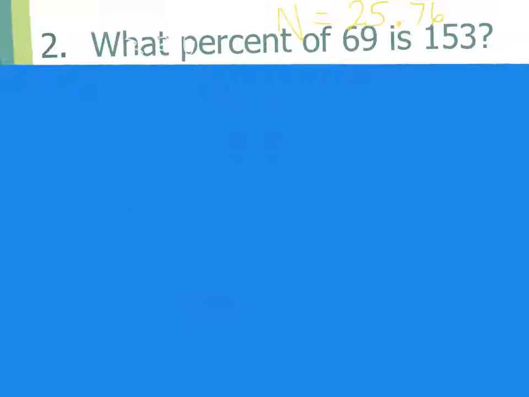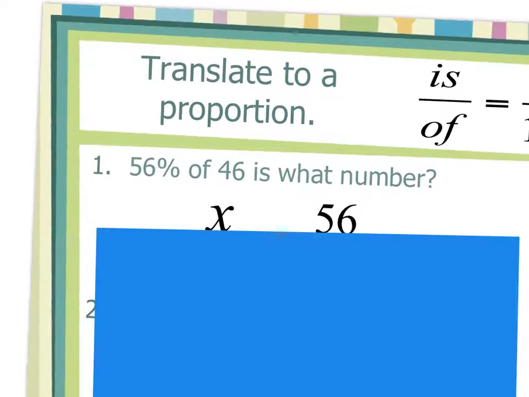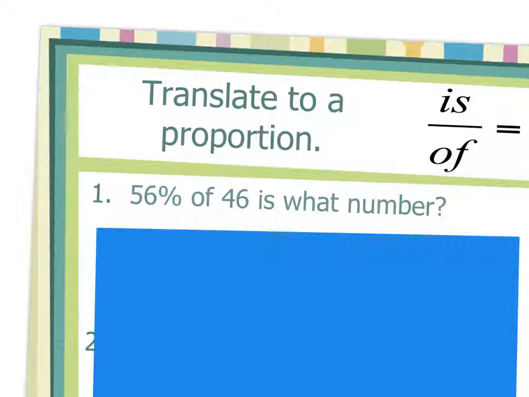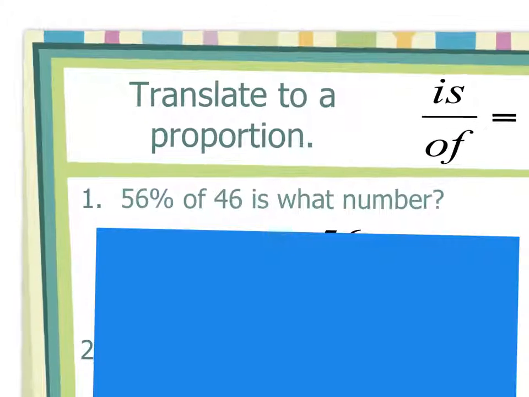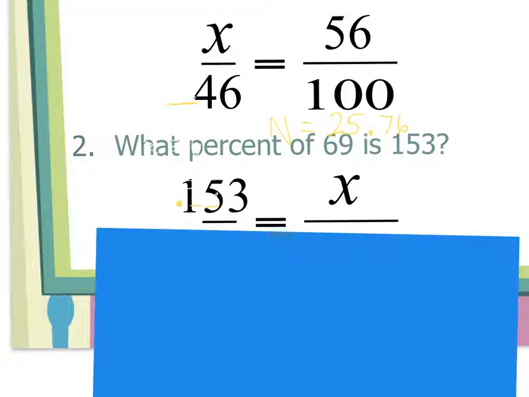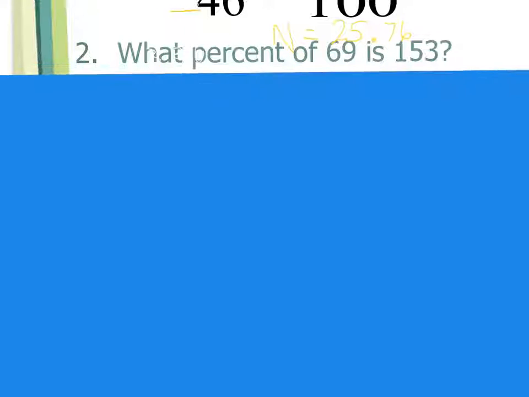Okay, let's look at another one. Now, this question does not give you the percent. It asks you for the percent. If you see the difference between the two, the first one says 56% of 46. So it is giving you the actual percent, and it's giving you the number you want to take the percent of. Number 2, however, is asking you to figure out what percent of 69 is 153.